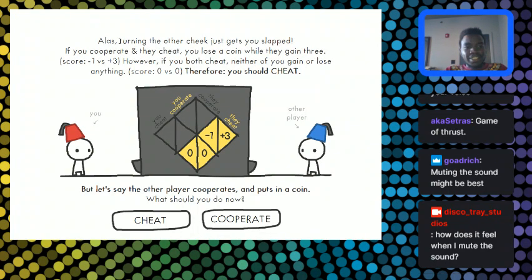Okay. Now, turning the other cheek just gets you slapped. If you cooperate, they cheat, you lose a coin while they gain three. Scores -1 plus 3. Okay, that doesn't sound good. However, if you both cheat, neither of you gain or lose anything. Okay, a fair game, I guess. Therefore, you should cheat.